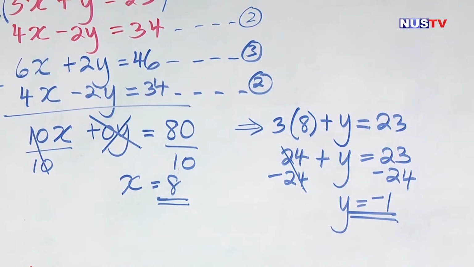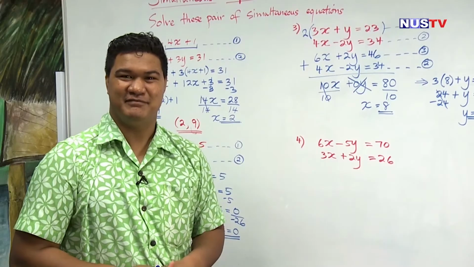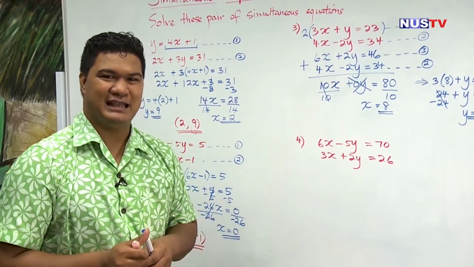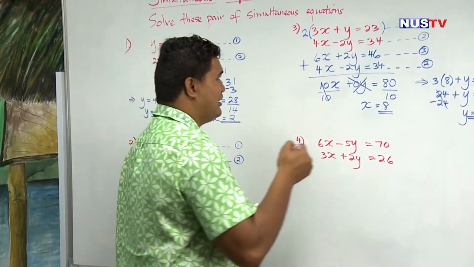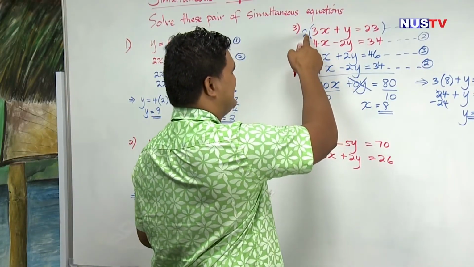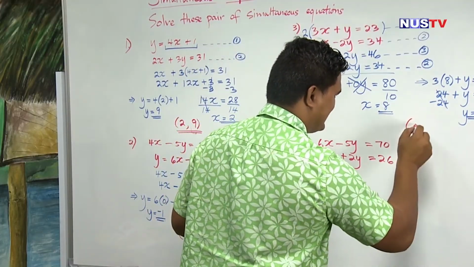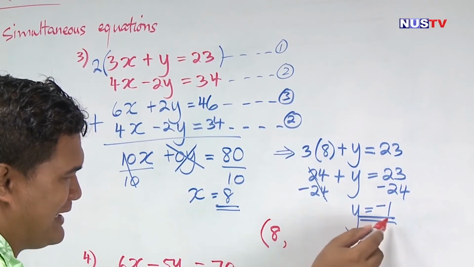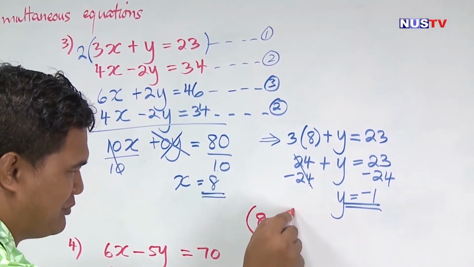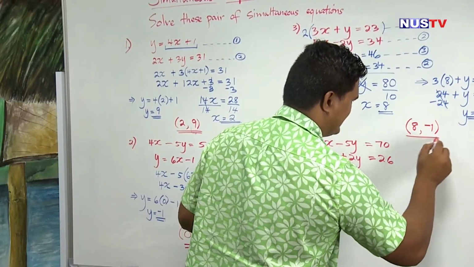So now we have our value of x and value of y. Let's put it together as a common point. So the common point of intersection between these two equations will be our x value is 8 and our y value is negative 1. So the point will be 8, negative 1.